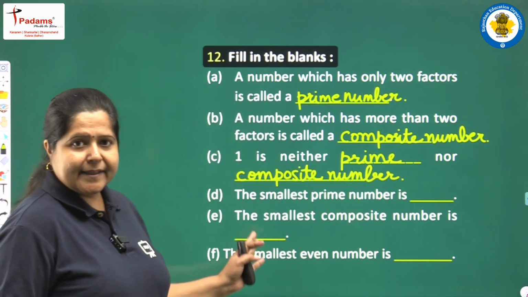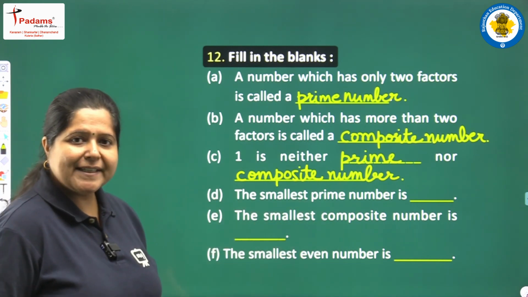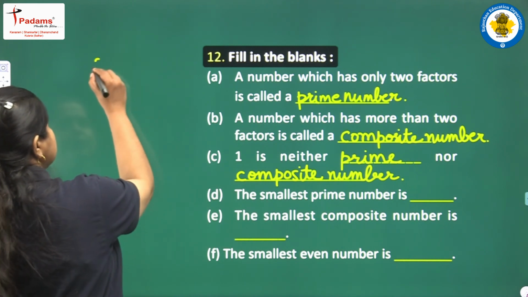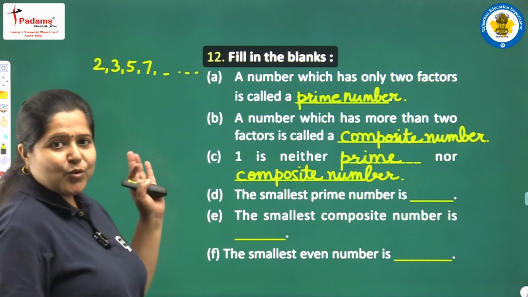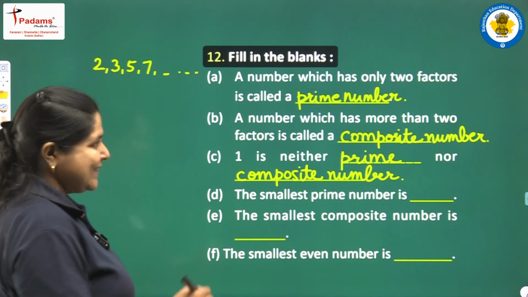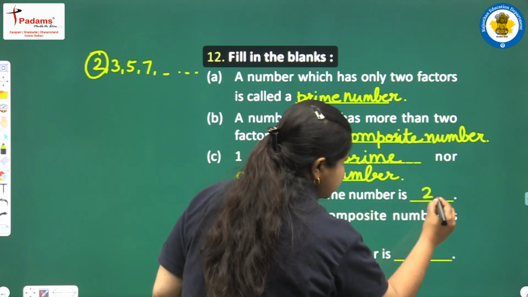Then the smallest prime number is which number? We know that the prime numbers start from 2, then 3, 5, 7 and so on. So, which is the smallest prime number here? Obviously, it is 2. So, the smallest prime number is 2.